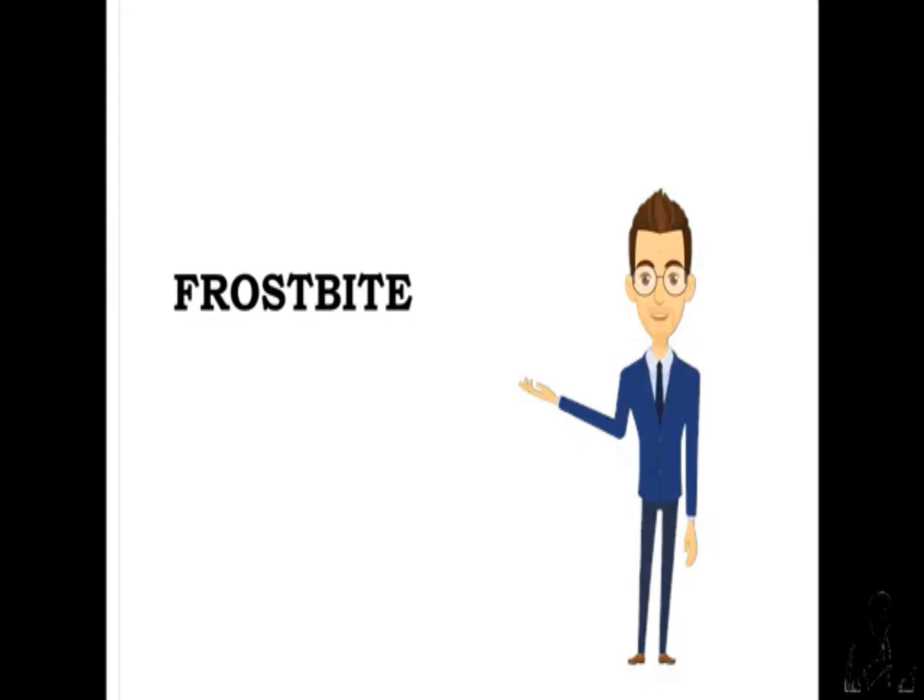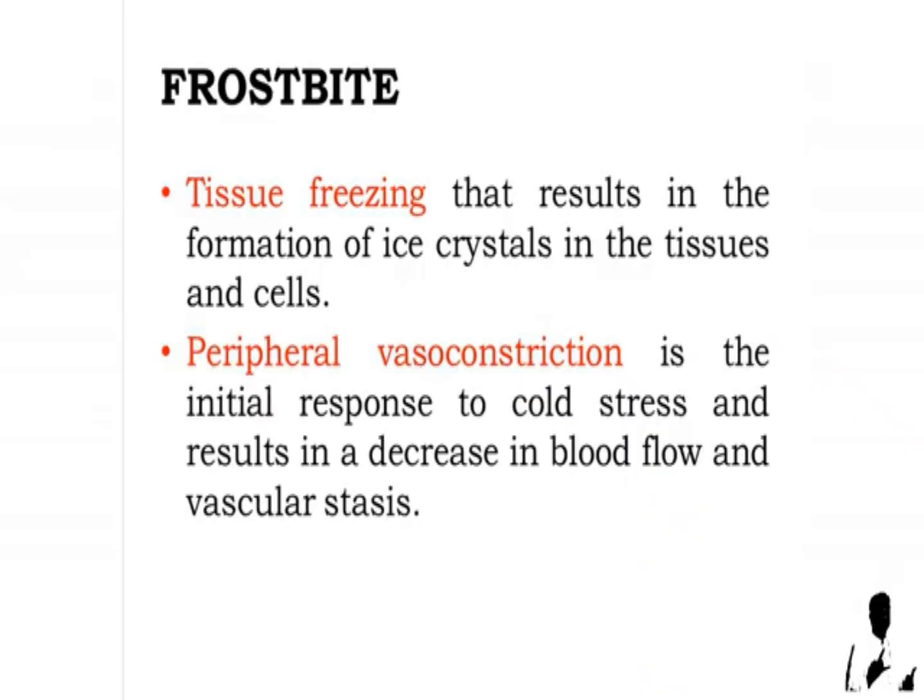Frostbite. Frostbite is true tissue freezing that results in the formation of ice crystals in the tissues and cells. Peripheral vasoconstriction is the initial response to cold stress and results in a decrease in blood flow and vascular stasis.